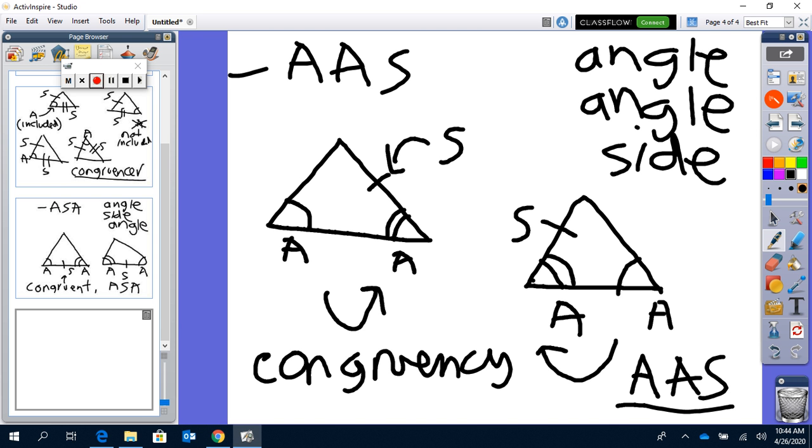Okay, so that's a bit of review and a bit of introduction to the two new ideas today, ASA and AAS, and we'll do a little bit of practice with these now.